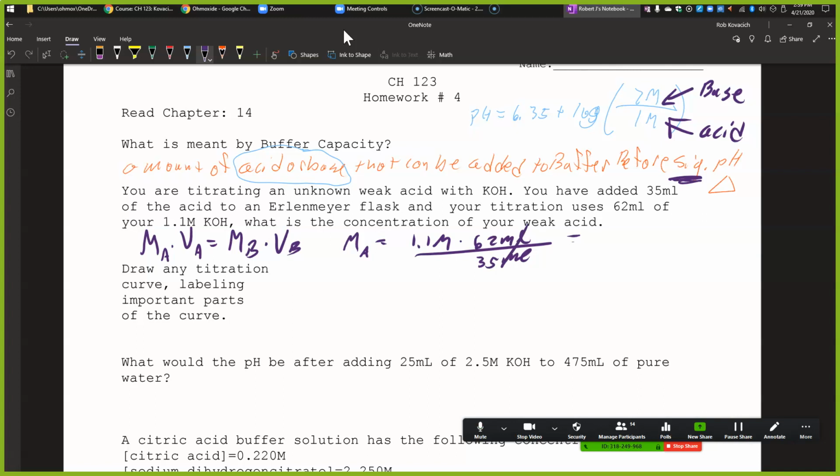So what is this? 1.1 times 62 divided by 35. How many sig figs? 2. So I'm getting 1.9 molar.